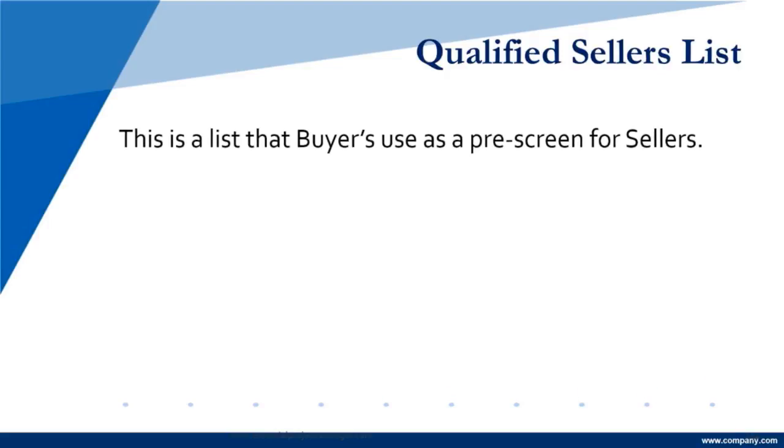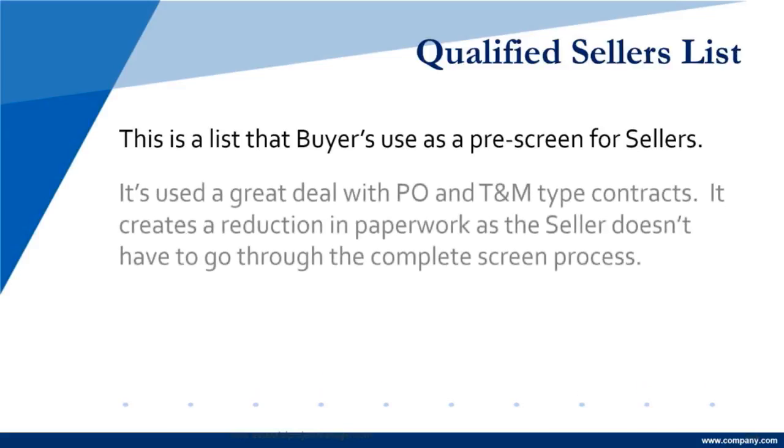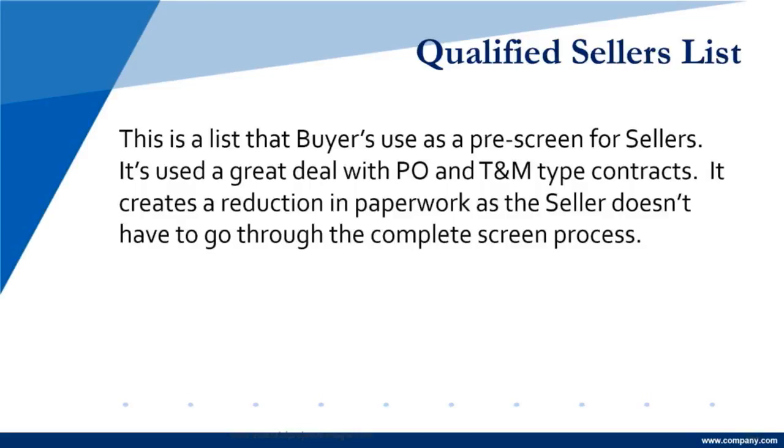A qualified sellers list is when you pre-screen the sellers. In a lot of industries, people don't buy from just anybody. Before they even decide to buy anything, they want the sellers to be pre-screened. They want to know who they're talking to. They don't want to waste time. Governments use these a lot. Big companies use these a lot. And a lot of the purchase order or time and materials type of contracts use this. It reduces the paperwork once it's in, so that the seller and the buyer are not going through a complete screening process every time they are trying to purchase a computer, or a stack of 2x4s, or bring in a project manager or a business analyst.